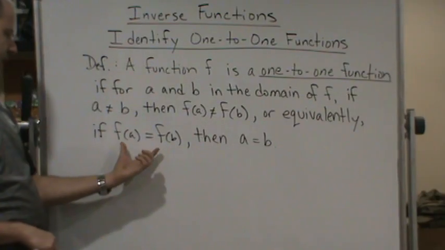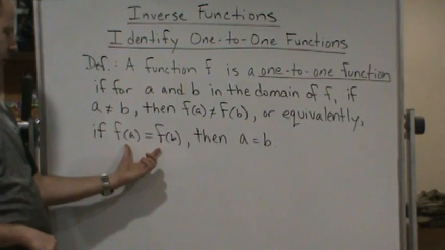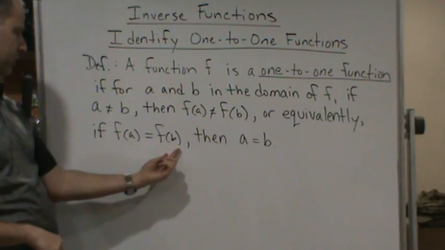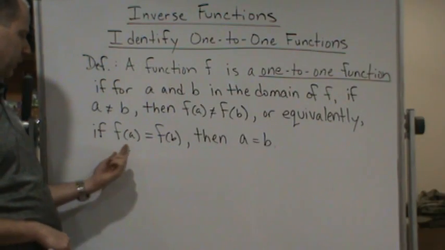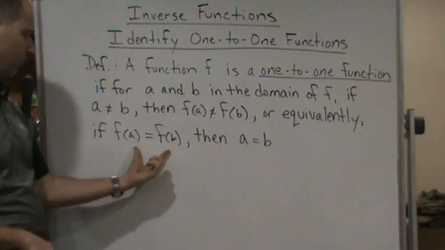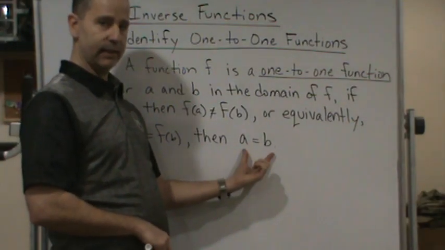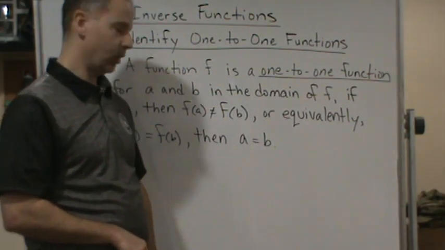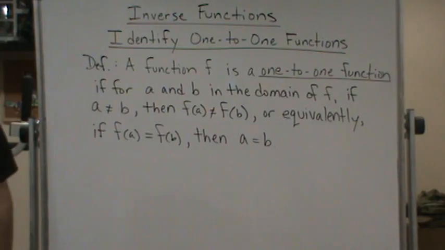We'll set these two equal to each other. We'll just pick two values, a and b, put a and b in there, and then we'll show that it automatically gives us a is equal to b. But that's the definition, and that's it.